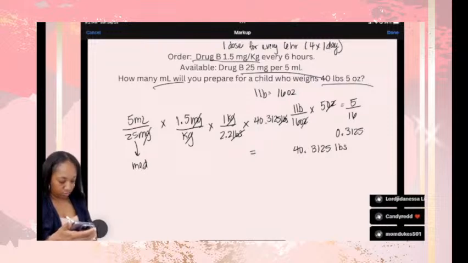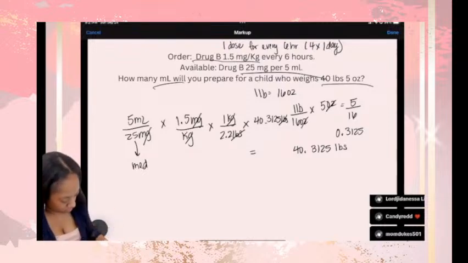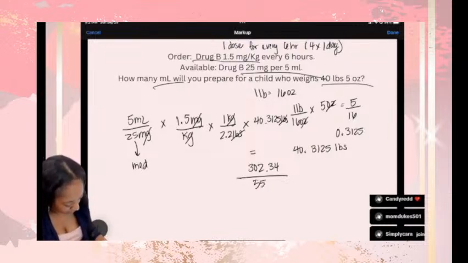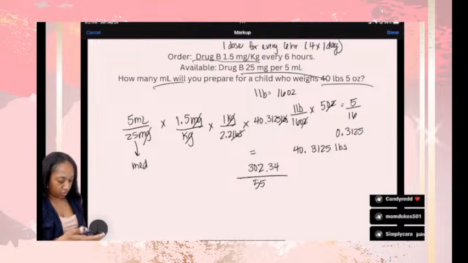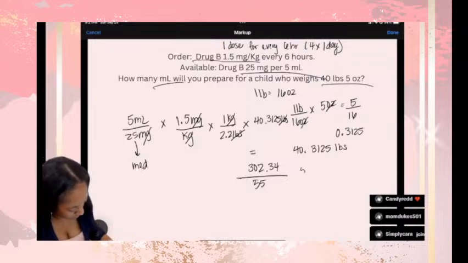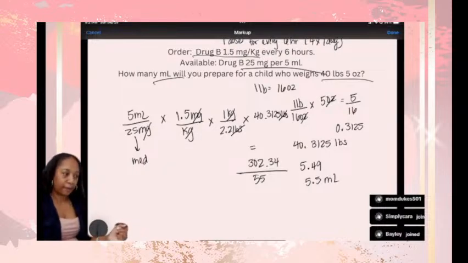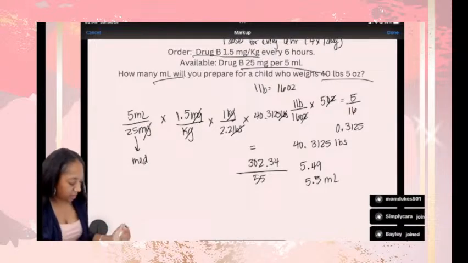So we can solve it now. 5 times 1.5 times 40.3125. That's going to be 302.34 divided by 25 times 2.2, and that's 55. So let's see, 302.34 divided by 55, and that's going to be 5.49 or 5.5 milliliters. Okay? That 5 kind of got jacked up. Alright.